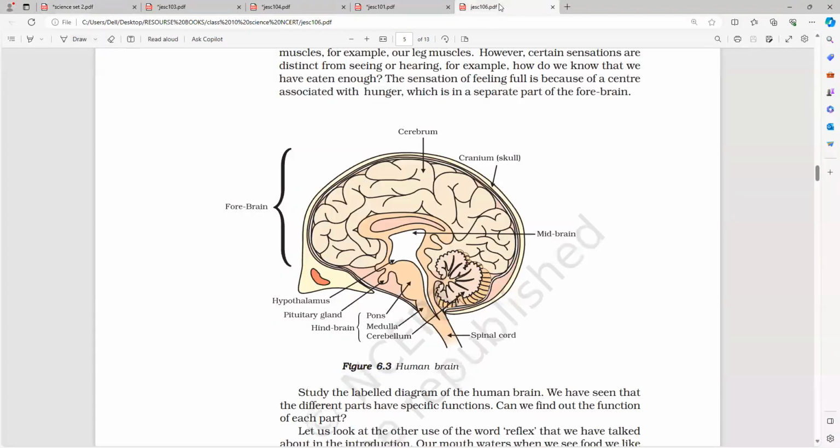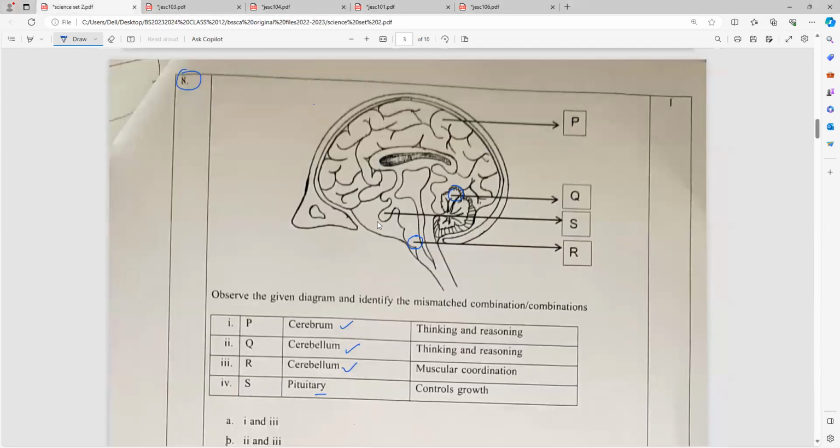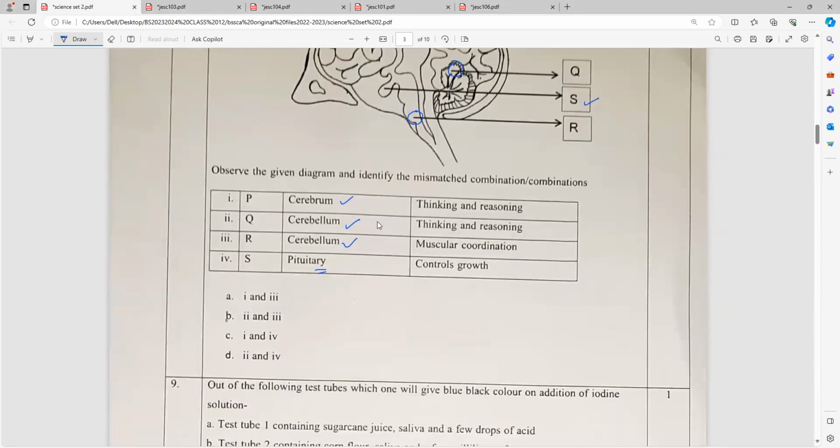What are Q and R? Am I right, all of you? This is the cerebellum and this is the medulla, correct, Hari? Yes, sir. Okay, that's fine, and S is the pituitary. So now they are asking what is the correct one. Observe the given diagram. Now change this: R is not a cerebellum. Given the diagram, identify the mismatched combination or combinations.